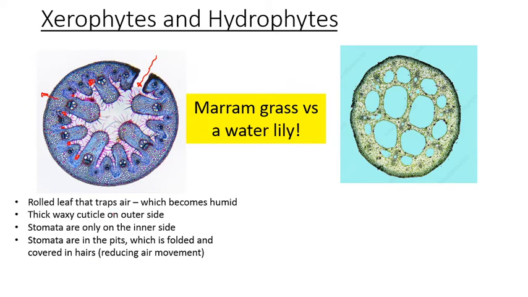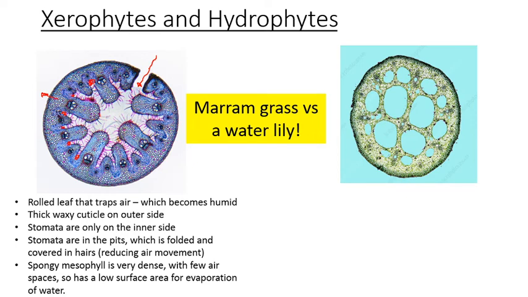The hairs as well help reduce that air movement. The spongy mesophyll, so inside, is very dense with very few air spaces, and it means very little evaporation can take place, even inside the leaf. So marram grass is really clever at stopping water from escaping by transpiration. It ensures the water stays in the plant.